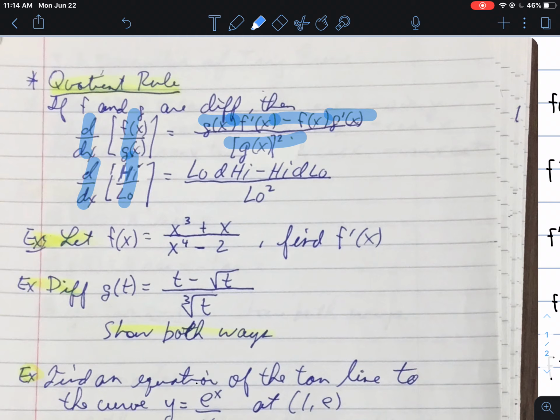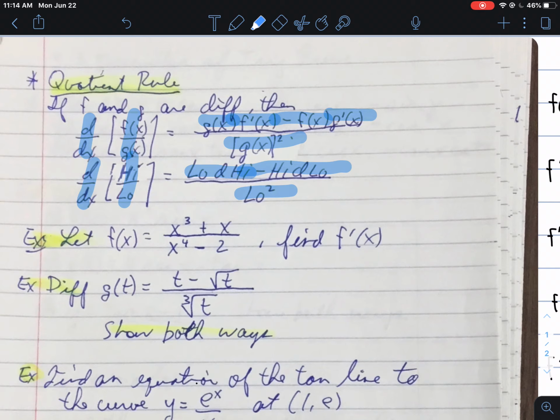And then we can sing like the seven dwarfs. That is equal to low d high minus high d low over low squared. So I take the low function times the derivative of the high function minus the high function times the derivative of the low function over the low function squared. So obviously, like we said, this quotient rule is a bit more complicated. Right? There's a lot more to it.